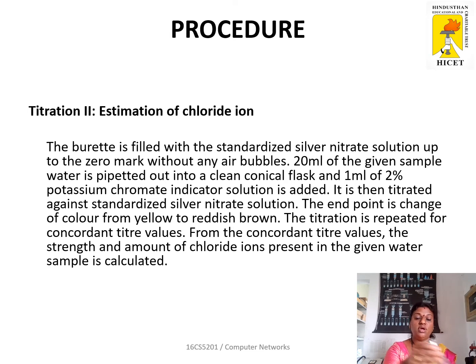Now I'm going to show the two variants. You can see here, before titration, the conical flask is yellow in color. After titrating against silver nitrate, the color changes from yellow to reddish brown. So this is the end point we will get for this titration.